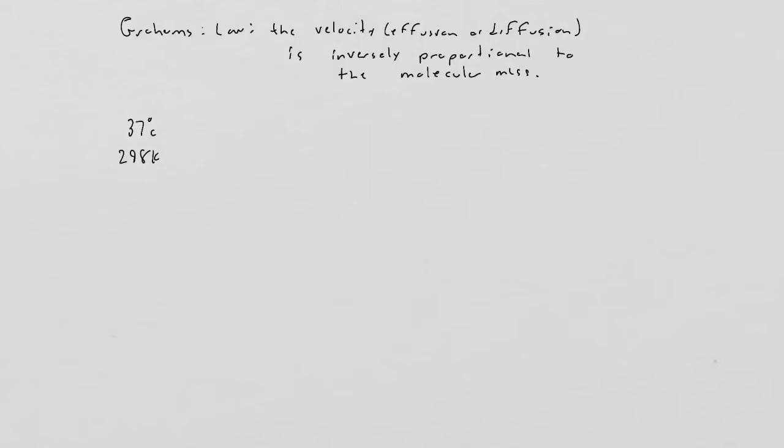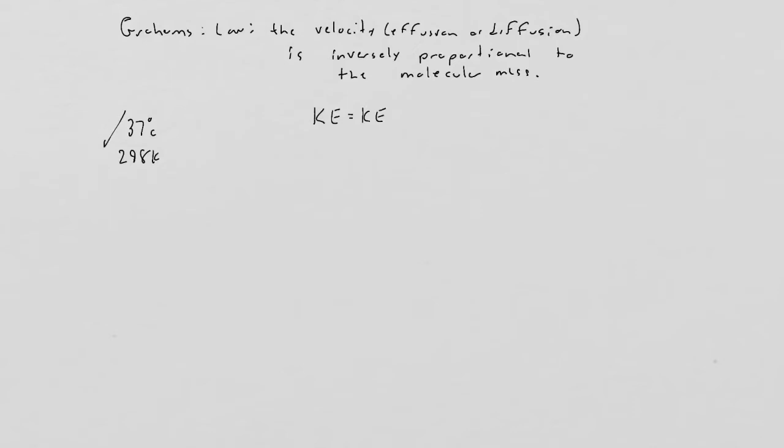Now, the law states that the velocity of a pair of gases, the difference in the velocity, or the ratio of the velocities, is inversely proportional to the molecular mass. Now, this formula is not on the AP reference tables. However, it's easily derived because we're assuming that the gases are moving at the same temperature, so therefore they have the same amount of kinetic energy.